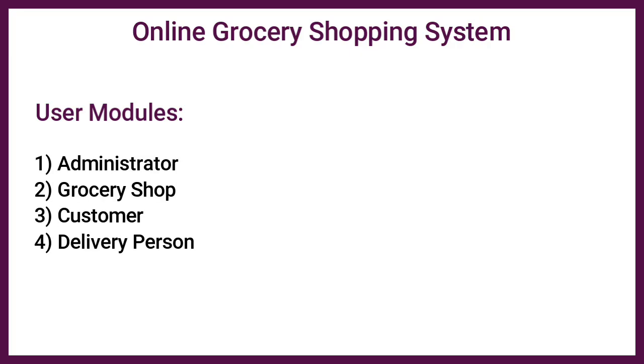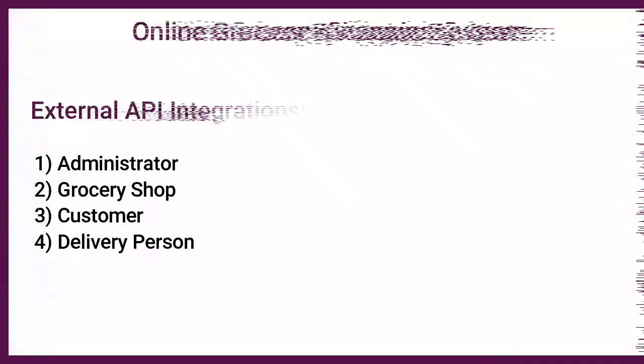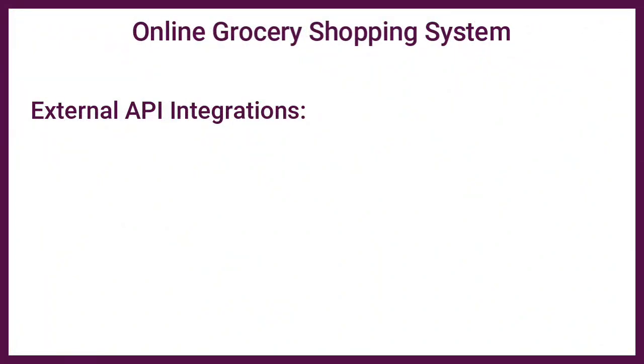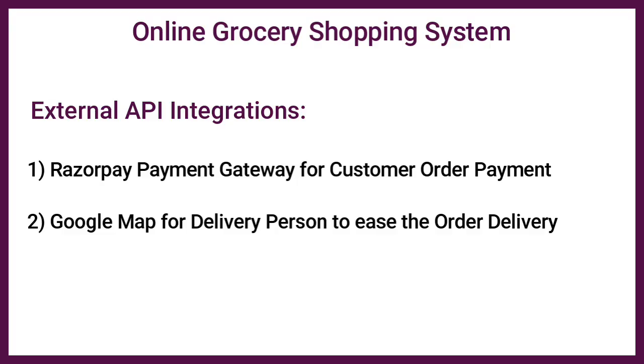User modules present in the project. The project basically has 4 user modules. The very first one is the admin module, then we have the grocery shop module, the customer module, and the last one is the delivery person module. Now talking about the external API integration, I have used the Razorpay payment gateway for the customer order payment and the Google Map API for the delivery tracking.